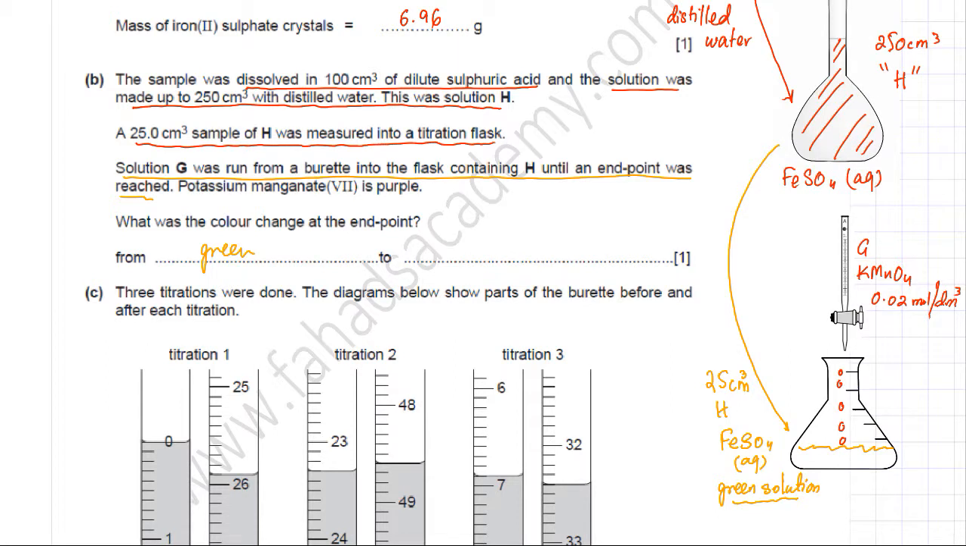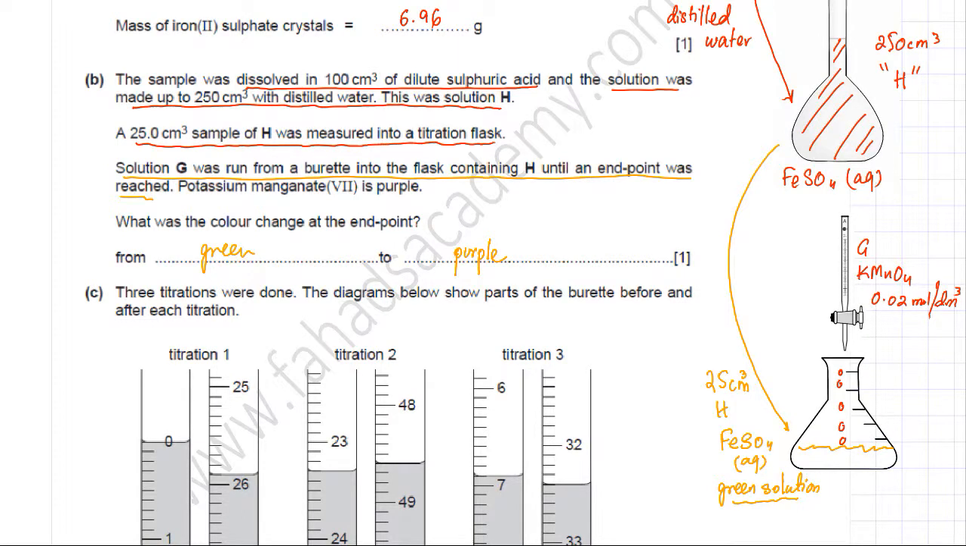So your final endpoint is when you start seeing purple colored KMnO4 in the flask, which means the KMnO4 has nothing to react with now, so it's going to remain purple. Your initial color was green because of FeSO4, and when KMnO4 goes in excess, it's going to turn the flask purple. That would indicate that you should turn off this tap and stop adding KMnO4 into this flask, because now the titration is complete.